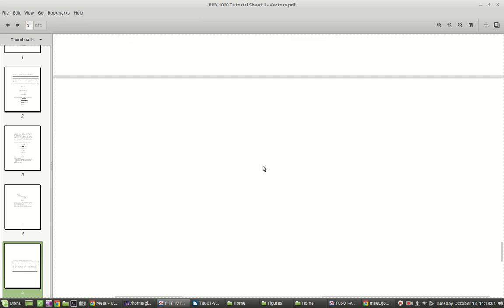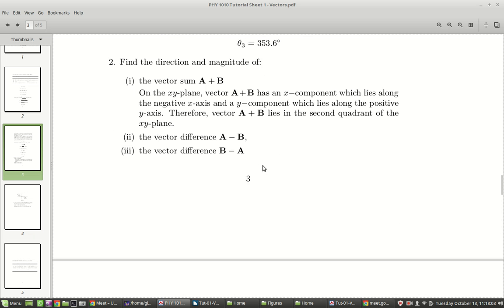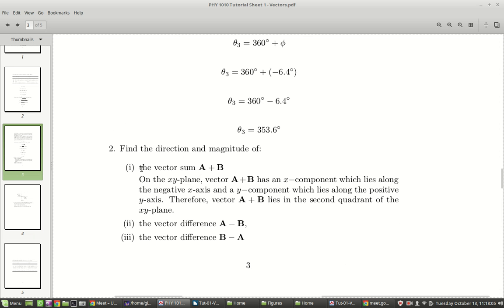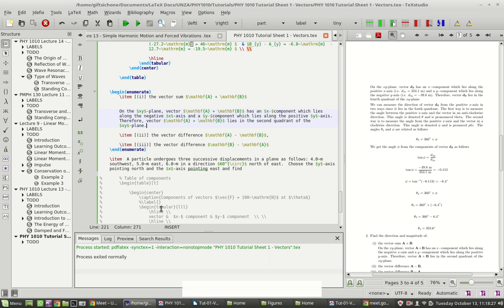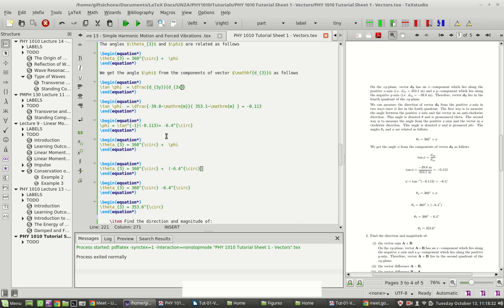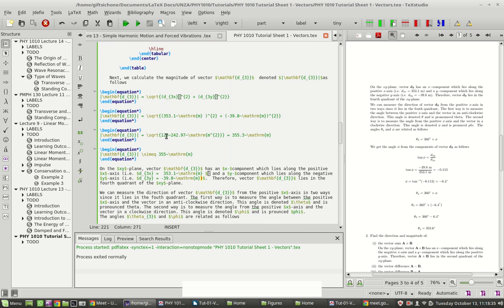So where is the question? Here. We have to find a plus b. That's what you asked here. So this is what I'm saying. On the xy plane, vector a plus b has an x component which lies along the negative x-axis and the y component which lies along the positive y-axis. Therefore, a plus b lies in the second quadrant of the xy plane. Next, we proceed to find the size of a plus b, the magnitude.